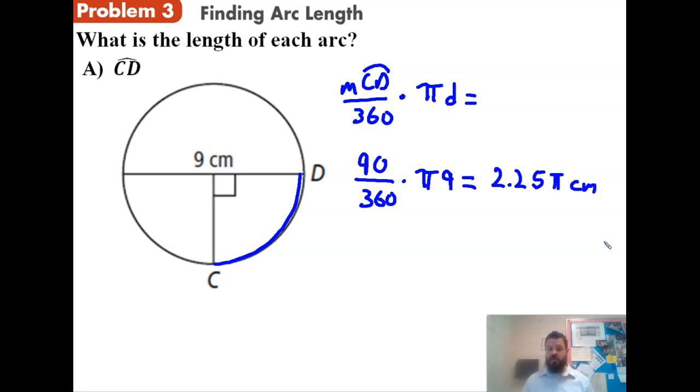If I leave my answer in terms of pi, it's just 90 divided by 360 times 9. Okay, or depending on what the problem's asking for, I could multiply the pi through, and I'd end up with 7.1 centimeters. Okay, Part B is a similar question, actually kind of two parts in Part B. Why don't you take a minute, pause the video, work Part B out, and then hit play to check your answers.